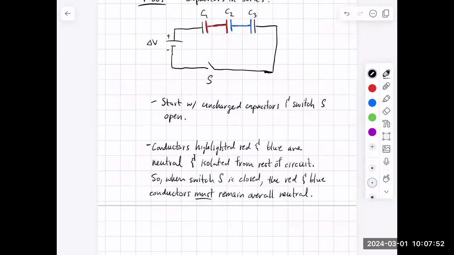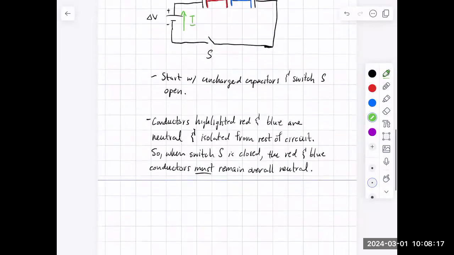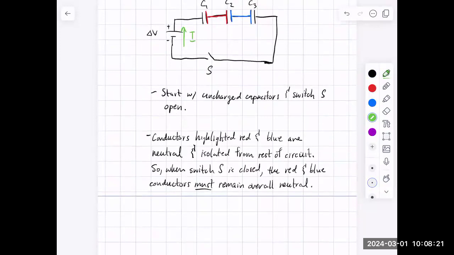The battery is going to cause the transfer of some charge, but those red and blue conductors will always have a total charge of 0. Okay, so if we do close the switch, what the battery is going to do is cause the flow of charge from the negative to positive terminal. And what you'd end up with is a current I that would go from the negative to the positive terminal. Remember, current is the direction of positive charge flow.